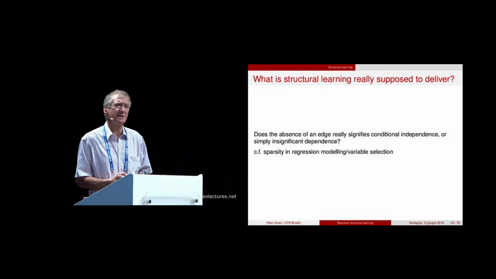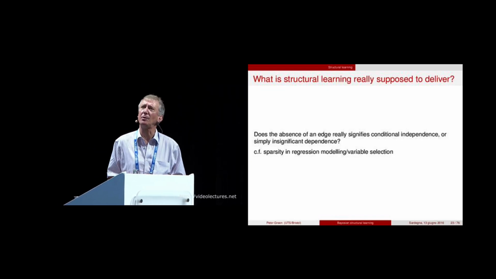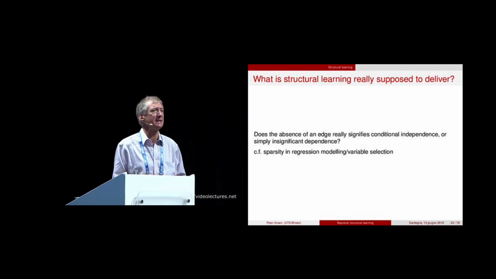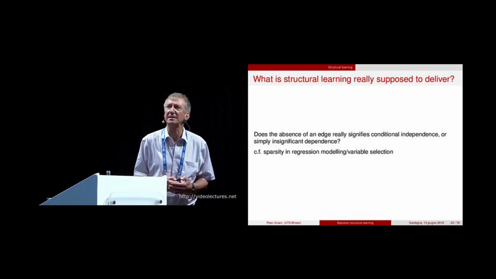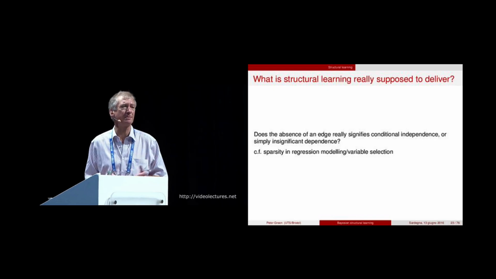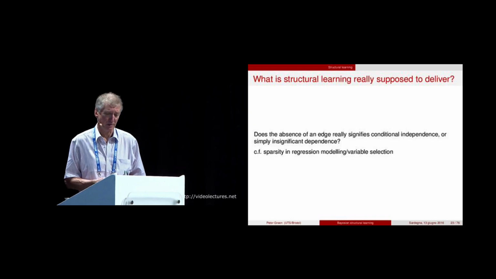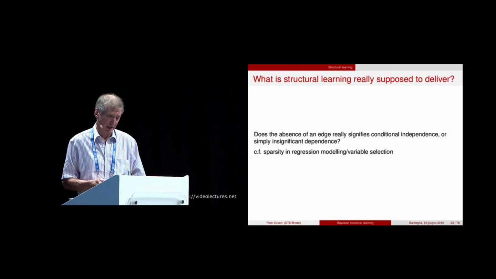The absence of an edge in practice perhaps means more, not conditional independence, but insignificant dependence. So I like to think of these sometimes as more like modeling using sparsity assumptions in variable selection. It's not that we truly believe there are any zero regression coefficients. Life is often quite a bit more complicated than that. But we choose to treat some of the betas as zero, we'll find out which ones are zero, and we'll build models accordingly.